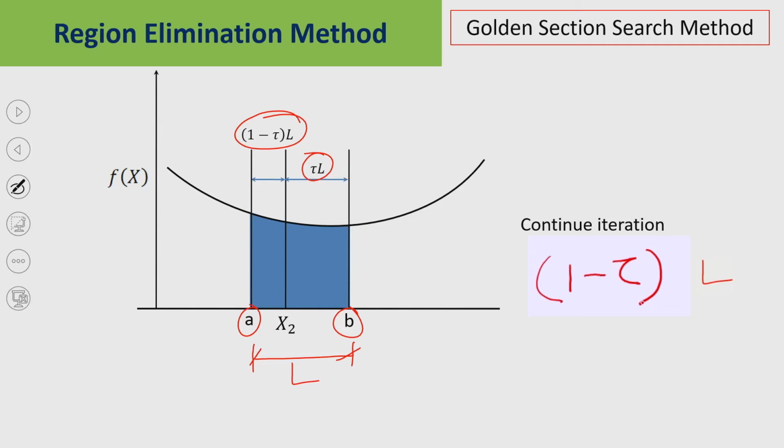If I compare the two algorithms, the golden section search method and the interval halving method, in the golden section search after the first iteration you are eliminating 1 minus tau percentage of the area in every iteration. Now I have to calculate the value of tau. If the 1 minus tau value is more than 25%, then the golden section search method will be more efficient than the interval halving method. So, let us see what the value of tau is.